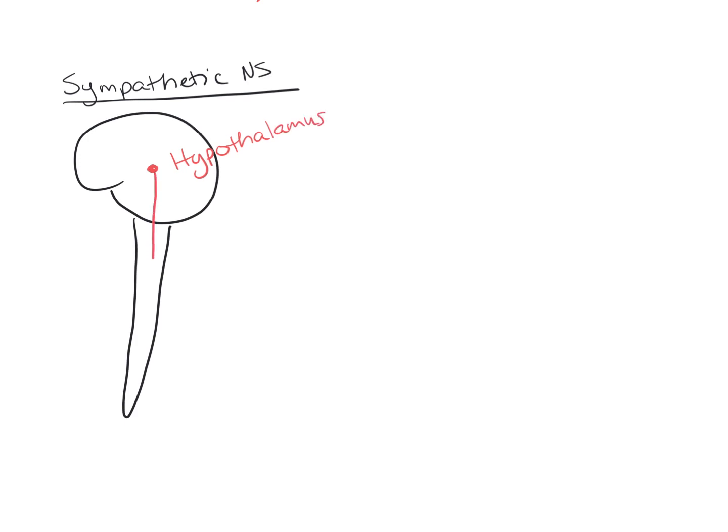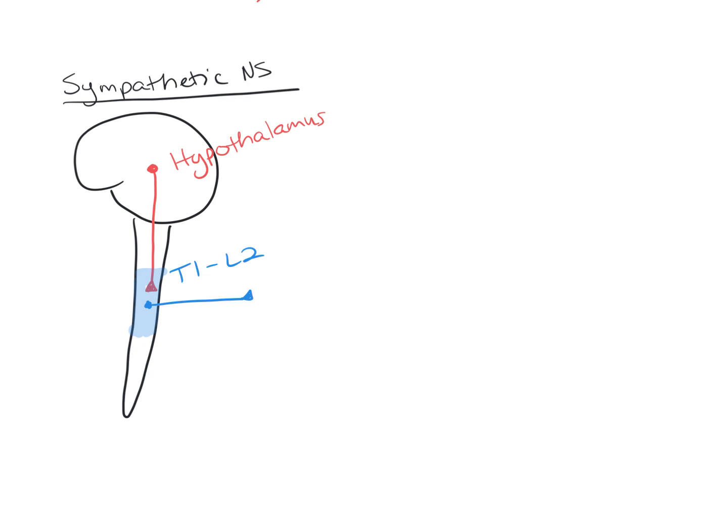So here's the upper motor neuron. And then the lower motor neuron is going to exit. There's many lower motor neurons, but they're going to exit somewhere between T1 to L2. So that's the only area really that the lower motor neuron can exit from in the sympathetic nervous system. So the sympathetic nervous system has two neurons.